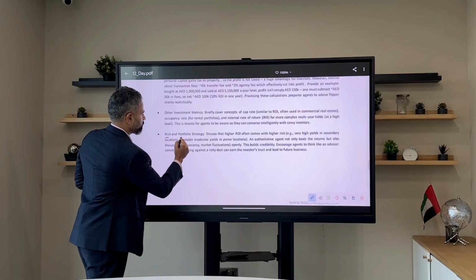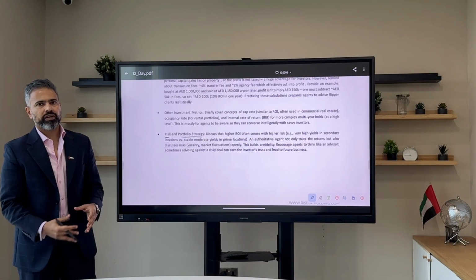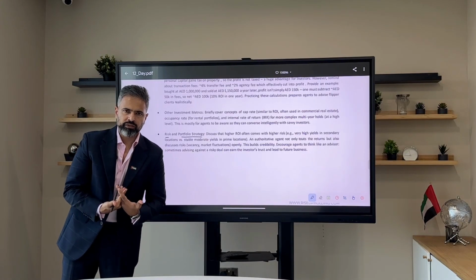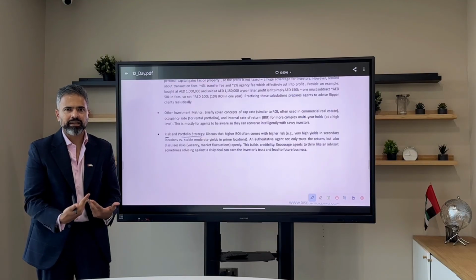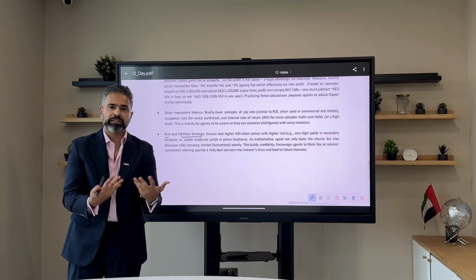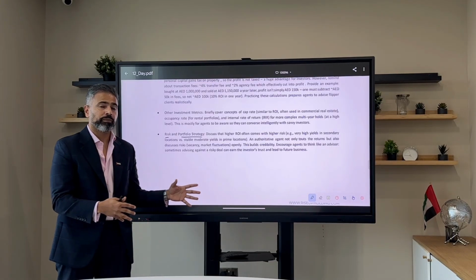Now, risk versus portfolio strategy. So we have to understand one thing. Whenever we are talking to our clients, this is what we mostly do. Whenever we are telling our clients, look, what kind of asset you want to buy and why you're buying it plays a very important role, because that's the basis on which we're going to guide you as to which property to look at.